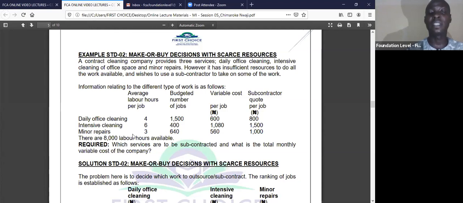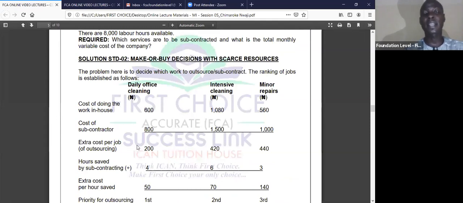And mind you, that is our limiting factor. So all we are doing is extra costs of outsourcing. Then we divide it by our limiting factor here, which is 4, 6, and 3. So when we say 200 divided by 4, that gives me 50. 420 divided by 6 gives me 70. 440 divided by 3 gives me 140.